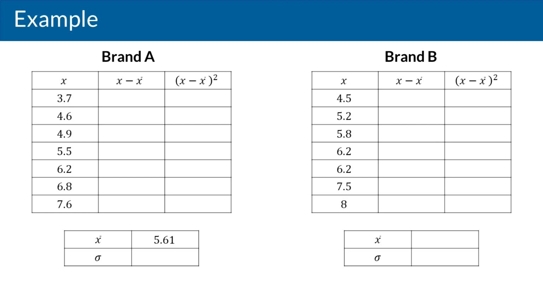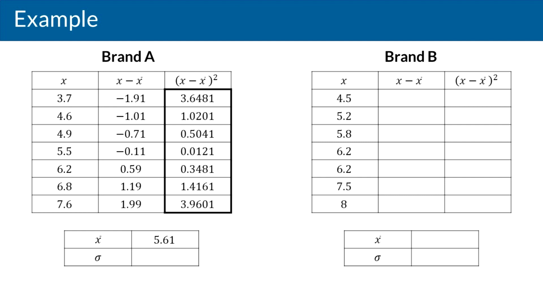Before I can calculate any of the deviations, I am going to need the mean. So I've done that calculation on my calculator and determined that the mean for brand A is 5.61 hours of battery life. Next, I've populated my second column with the deviation values. I took each value from my data set and subtracted the mean from it to get the values I've put into the second column. And now finally, I've completed the third column of the table by squaring all of the values that are in the second column of my table.